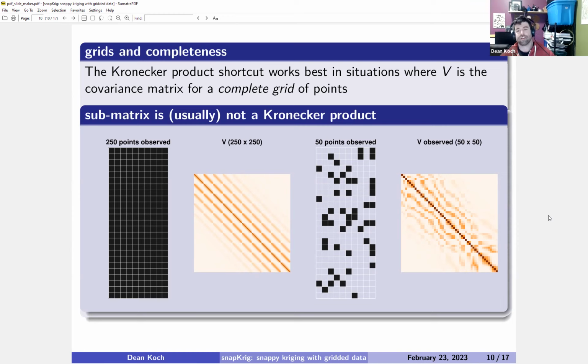And unfortunately, this means we don't get to use these nice Kronecker product identities anymore, unless we do some clever tricks. And so part of the magic of snapKrig is finding a way to use the Kronecker product in situations where we don't have the Kronecker structure in the matrix we're working with, but we can somehow embed the problem in another one where we do have that structure.